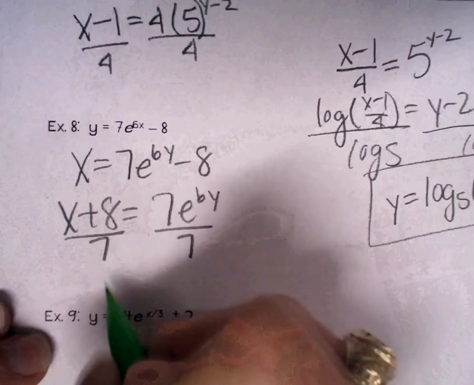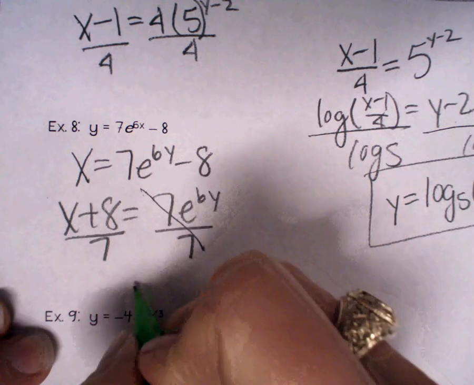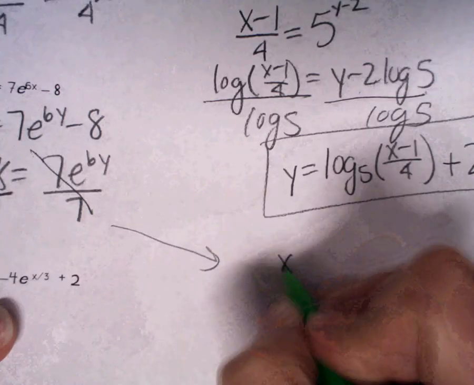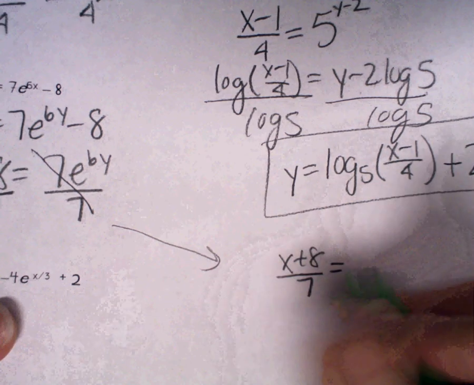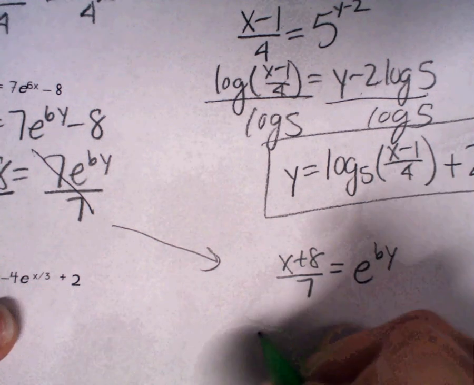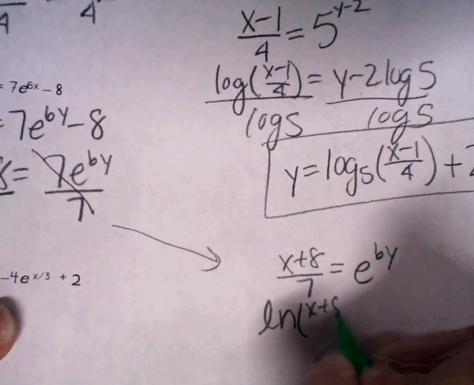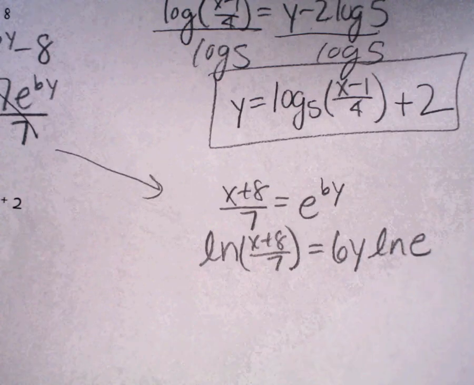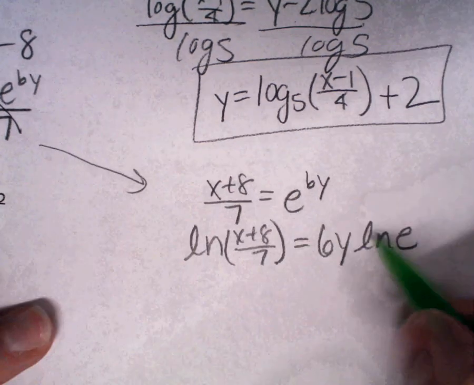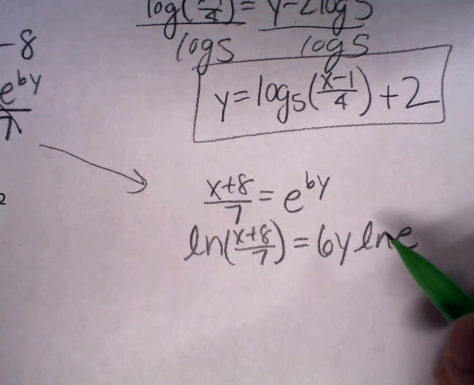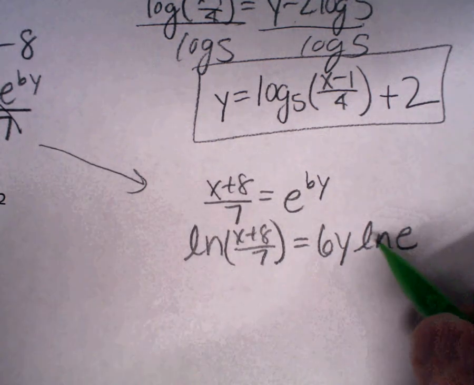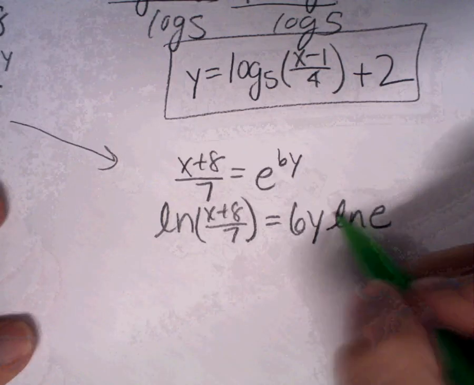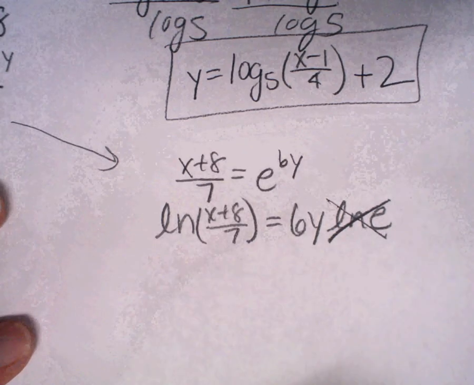So, I'm running out of room. I'm going to come over here. X plus 8 over 7 equals e to the 6y. I'm going to ln x plus 8 over 7. 6y ln e gets to come down. Awesome. So, I'm going to keep working. ln e gets crossed off because that is 1. And my last step is divide by 6.